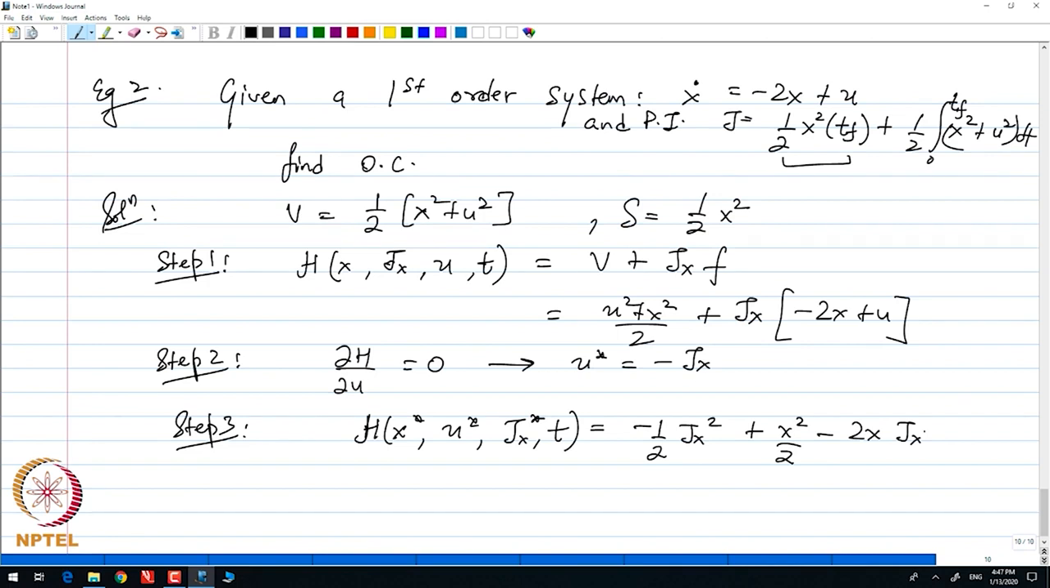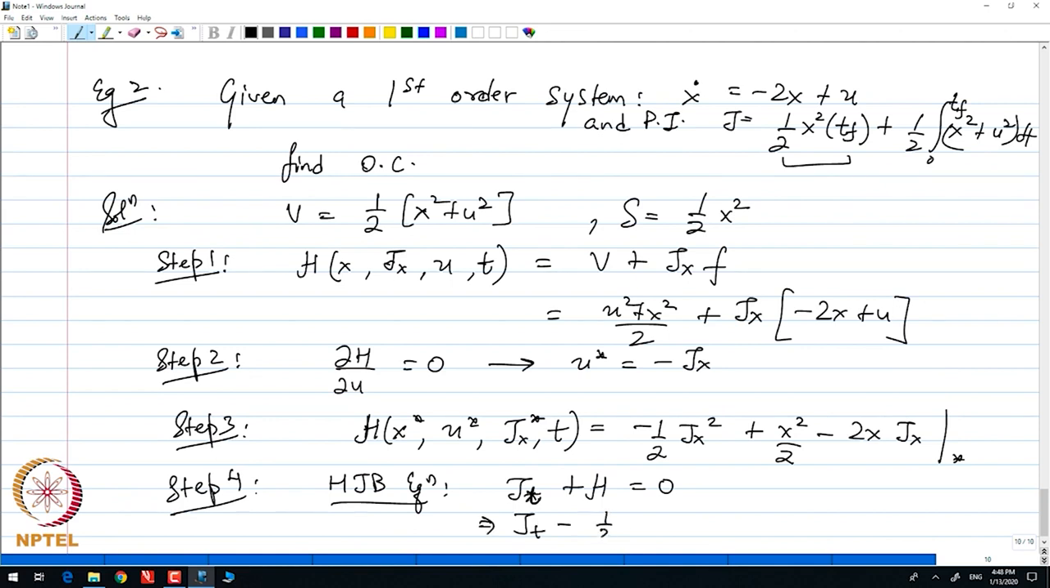Okay. So, what have we got here? We have found the optimal Hamiltonian. This is all evaluated at the star condition. The next step is to write down our HJB equation. So, my HJB equation will be J t plus H is equal to 0, or this means that J t minus half J x square plus x square by 2 minus 2x J x is equal to 0.